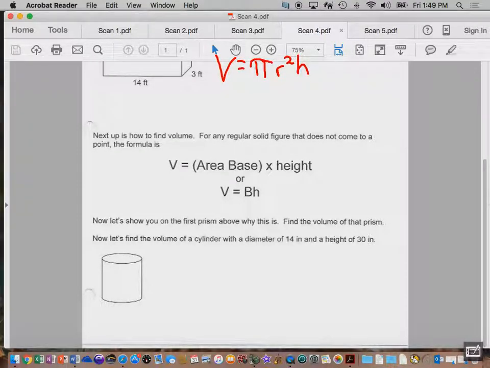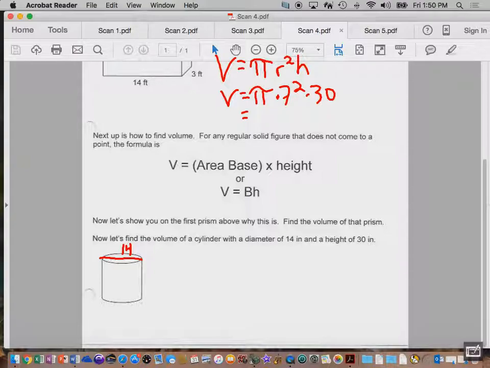Okay, good. So here's my cylinder, and it says that it has a diameter. Now, diameter goes all the way across, right? All right, the diameter is 14. So if the diameter is 14, what's the radius going to be? 7, right? Because diameter goes all the way across. How far does the radius go? Halfway across. So this volume is going to be pi times 7 squared times the height. And what does it say the height is? 30 inches. So now, let's multiply it all out and round our answer to the nearest tenth.